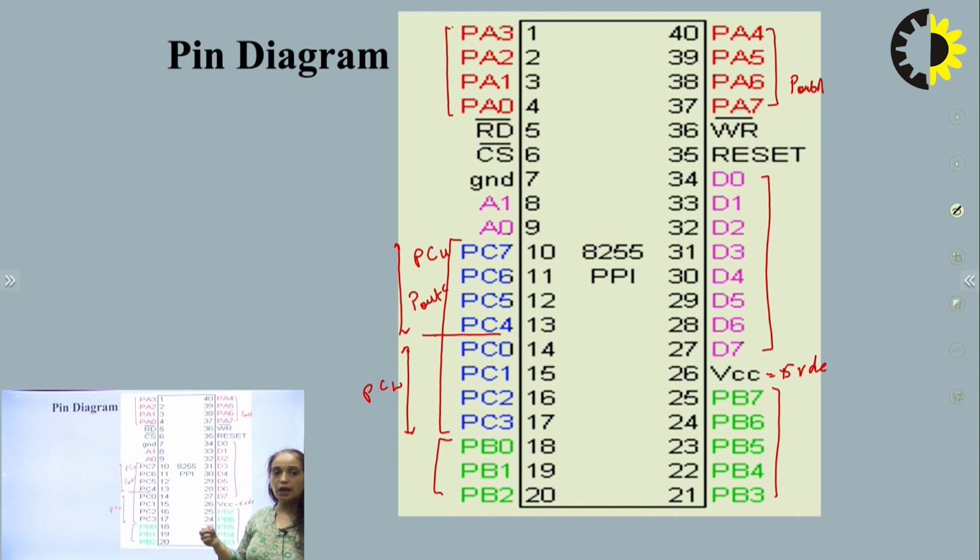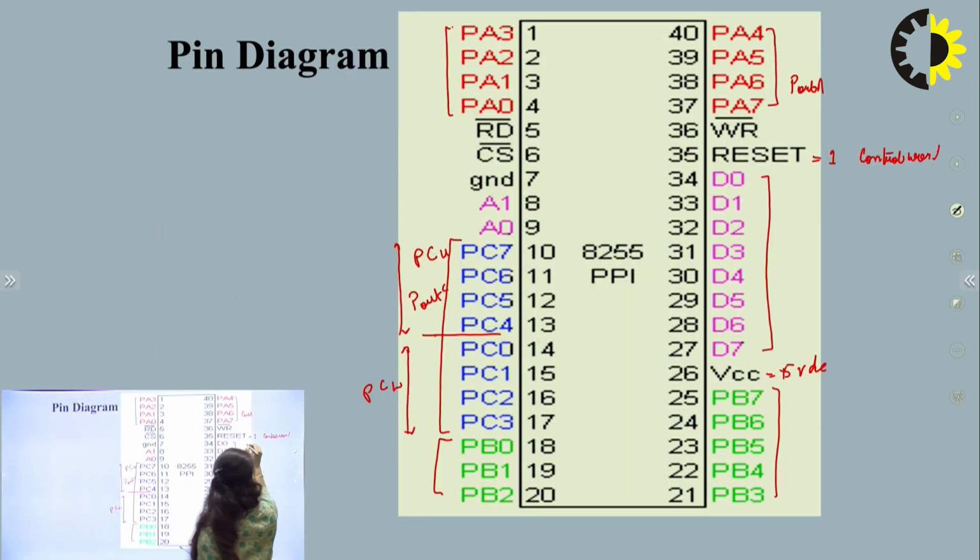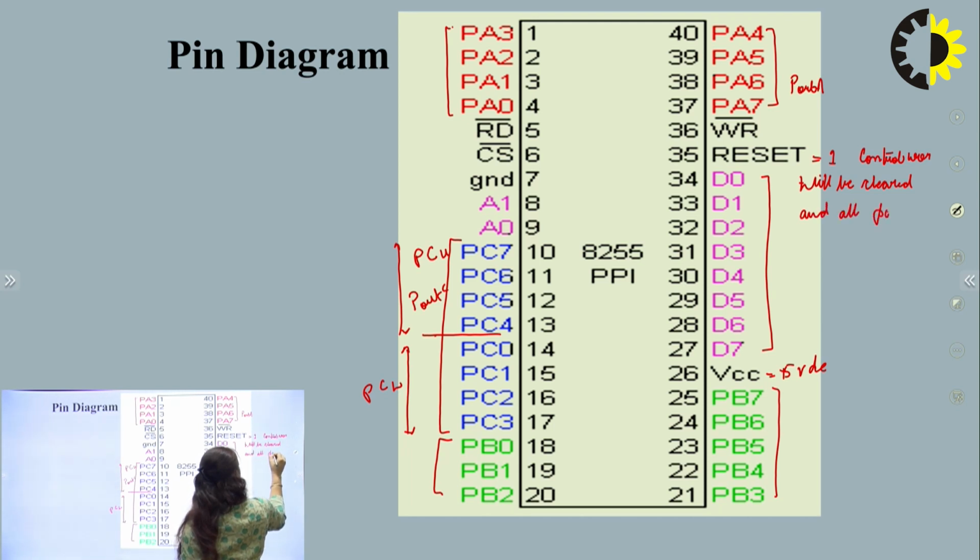Reset pin, whenever the value of reset is equal to 1, the control word will be cleared and all ports will be initialized as input ports.